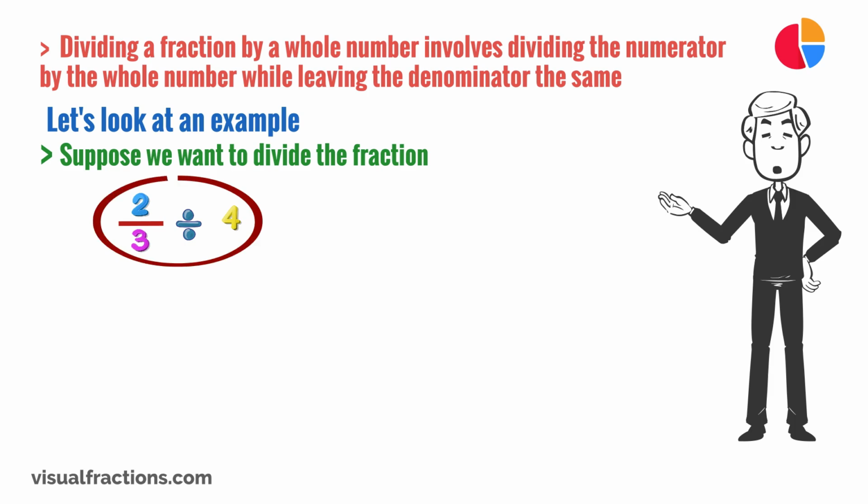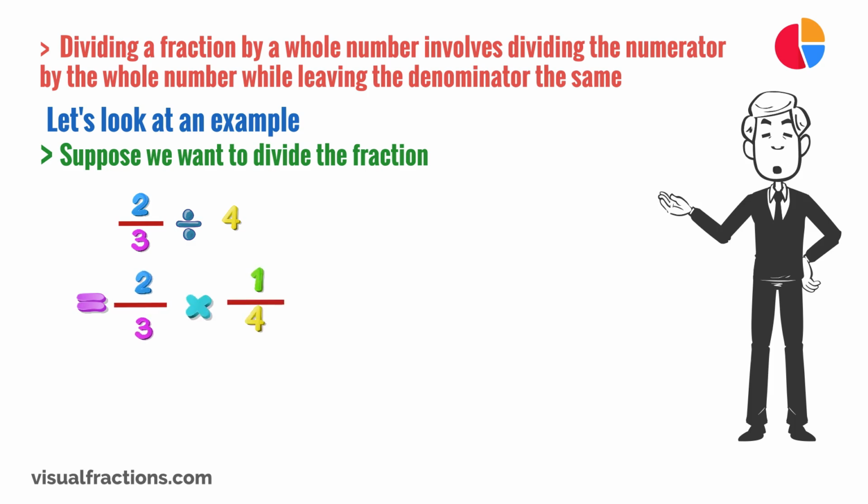Write the fraction as a division problem: 2/3 divided by 4. Convert the division of a fraction by a whole number to a multiplication of the fraction by the reciprocal of the whole number. 2/3 divided by 4 equals 2/3 times 1/4. Multiply the numerators of the fractions and the denominators of the fractions separately. 2/3 times 1/4 equals (2 times 1) over (3 times 4).